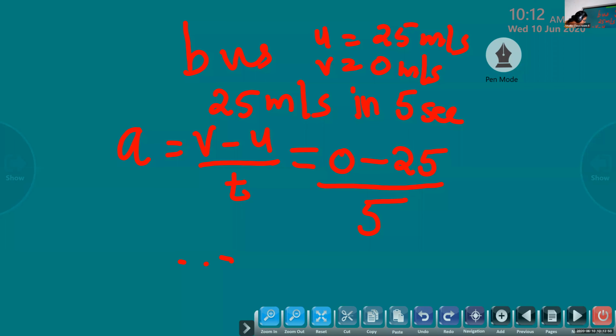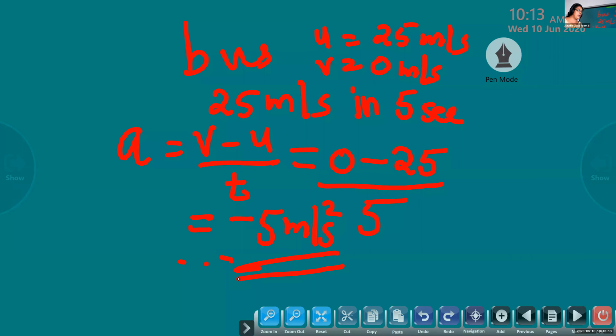What's your answer, children? 5. Is it simple 5? No, negative 5. Negative 5 meter per second square. Now why is it negative? Because it is negative acceleration. So if it is negative acceleration, you should get the answer with the negative sign.